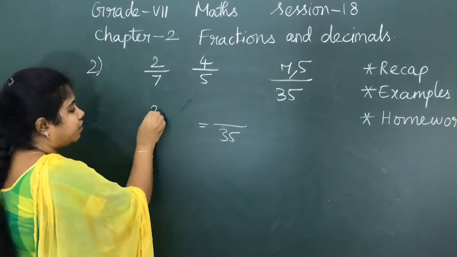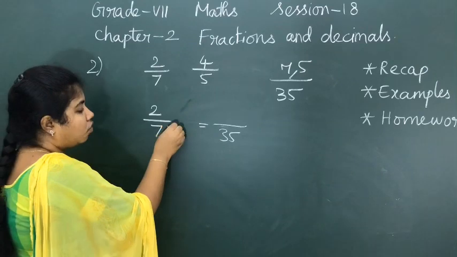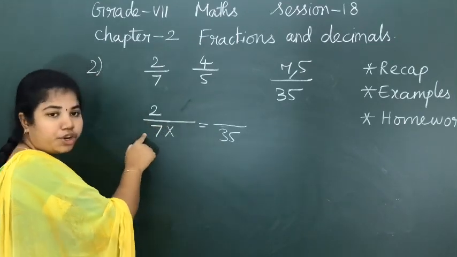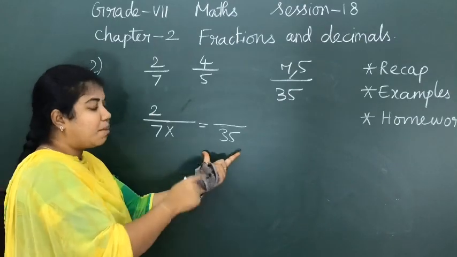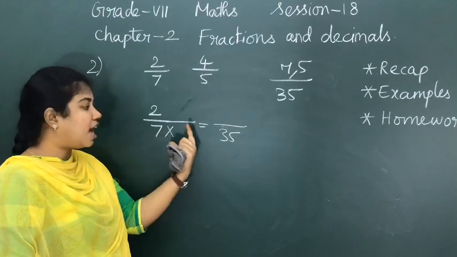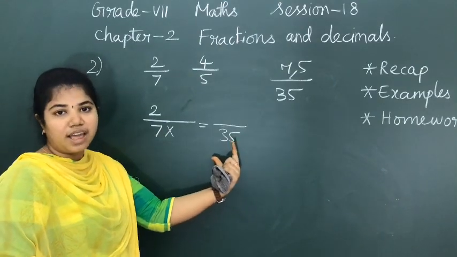What is the first fraction given here? 2 by 7. So 2 into dash over dash is equal to something by 35. You have to find out, you are going to convert this fraction to the same denominator. Can you understand? So first let us take 2 by 7 and we can convert that to the like fraction first.